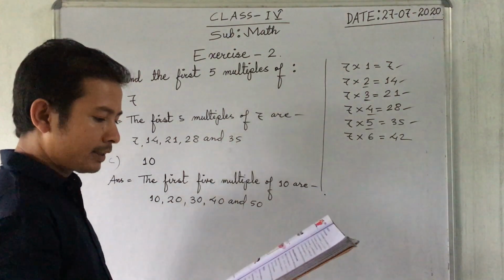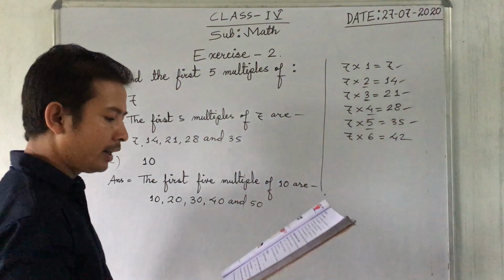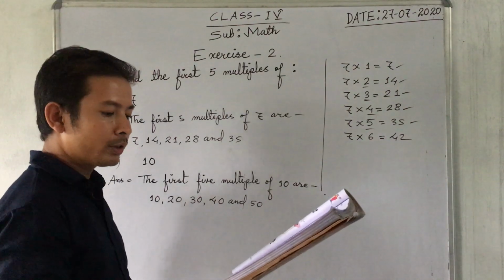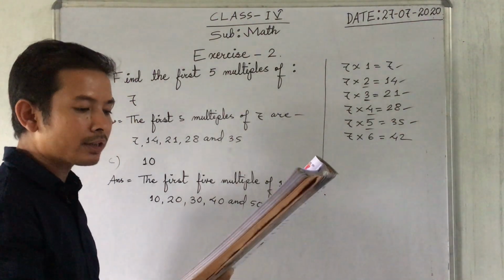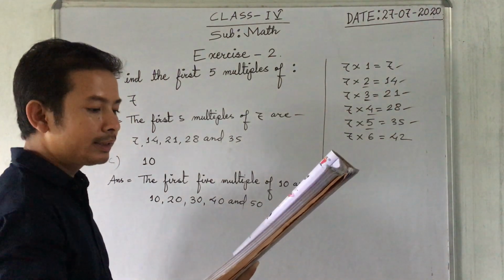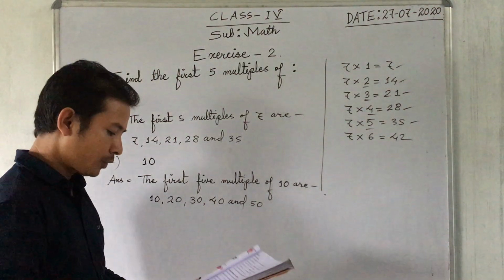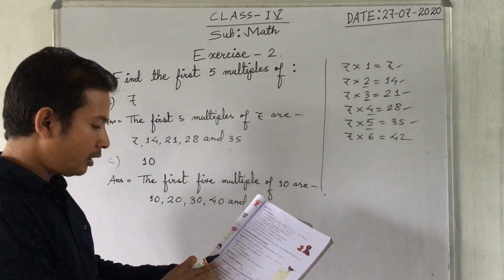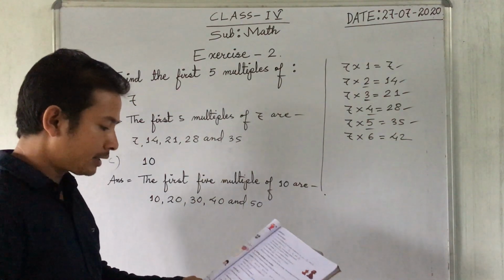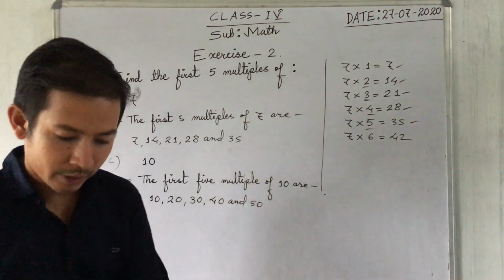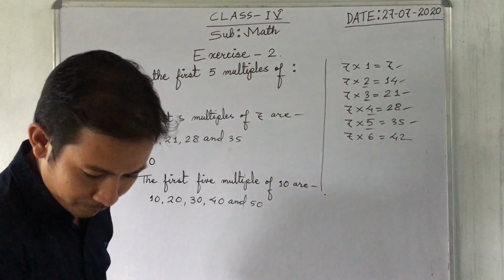In the same way, if you see question number 2, look here. This question is telling us to check if the first number is a multiple of the second number. We have to check. In number A there is 56 and 7. Look here, I am writing question number 2.